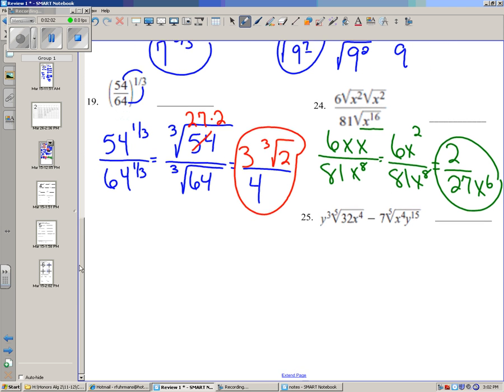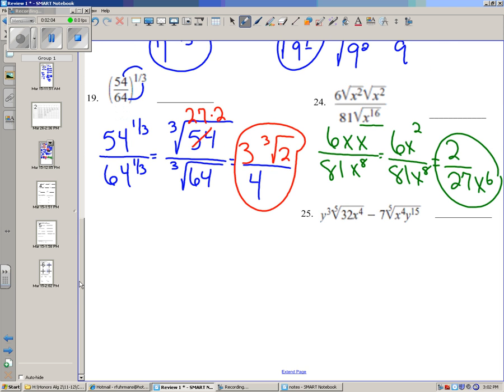All right, 25. Again, adding and subtracting is the pickiest of them all. So what I'm going to do is simplify these two problems. So first on the first term, the 32 is going to come all the way out because the cubed root of 32 is 2. It's going to join the y cubed that's there. And then the x to the fourth, nothing can be done with that. It's got to stay in there.